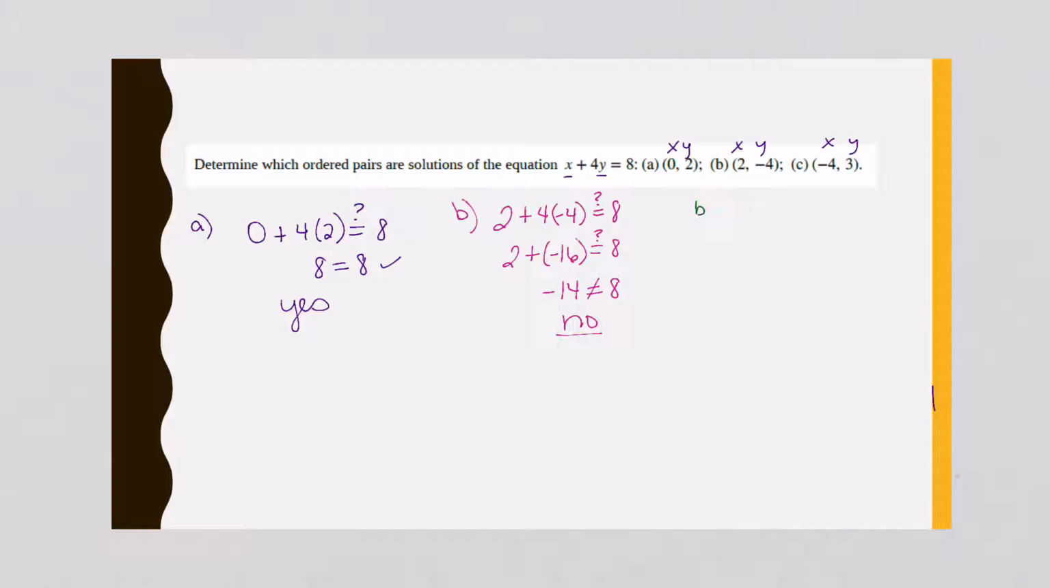And on part C, we're going to put negative 4 in for x and 3 in for y, and we're going to see if that creates a true statement. So I've got negative 4 plus 4 times 3, does that equal 8? So negative 4 plus 12, does that equal 8? Negative 4 plus 12 is 8, so I would say yes on this one.